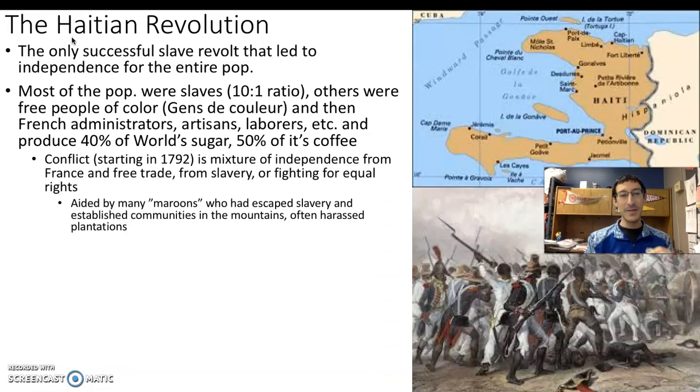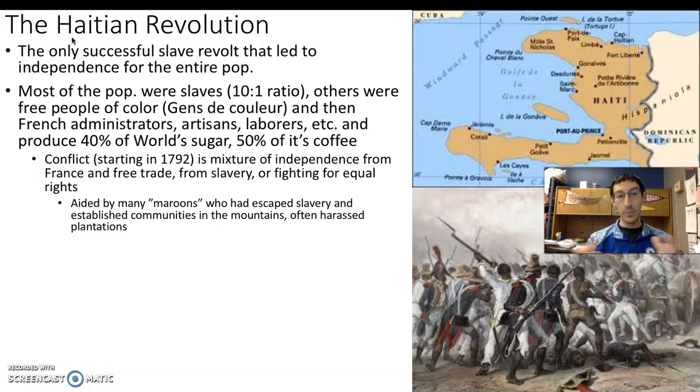At the same time, we see the French Revolution reach the beginning of its more revolutionary phase in 1792, especially once King Louis XVI is dead. There's now a mixture of people who want independence from France and an increase of free trade. Others are fighting for freedom from slavery. Others are fighting for equal rights, depending on which group you're a part of. The French administrators and the white French people want more free trade and not just being relegated to trading with France, but they also want more equality, more local control.